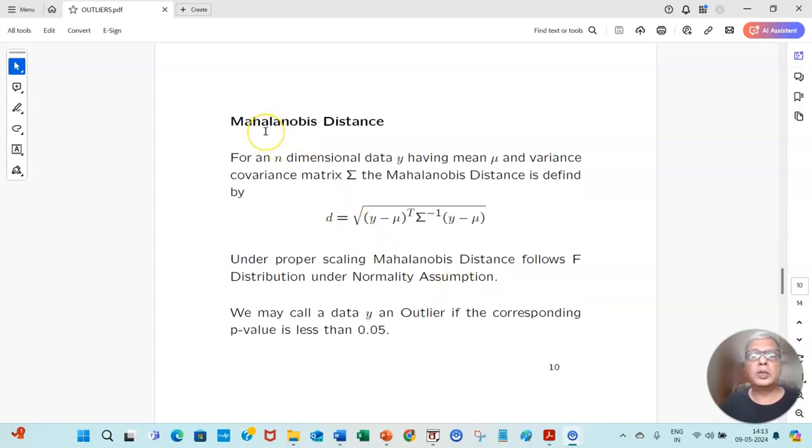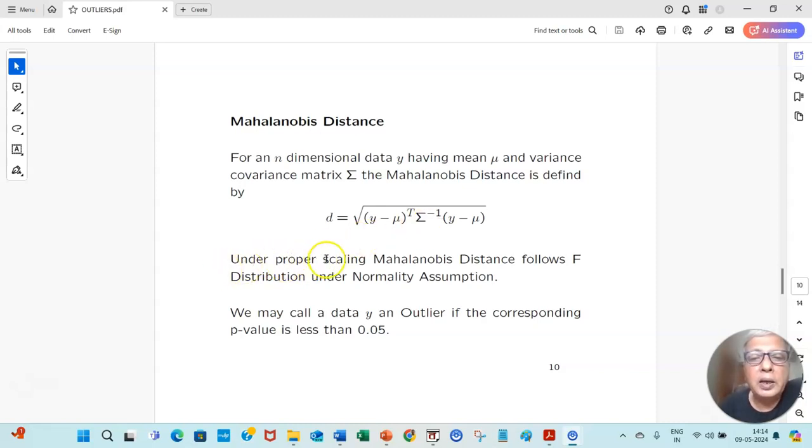We can think of the Mahalanobis distance as an anomaly detection method. For a data point y from the population with mean mu and variance-covariance matrix sigma, the distance function is defined as the square root of (y minus mu) transpose sigma inverse (y minus mu). If we use the identity matrix in place of sigma, it's the general Euclidean distance, but variance is not the same in all the axes. So it is better to use sigma inverse, which gives us an ellipsoid.